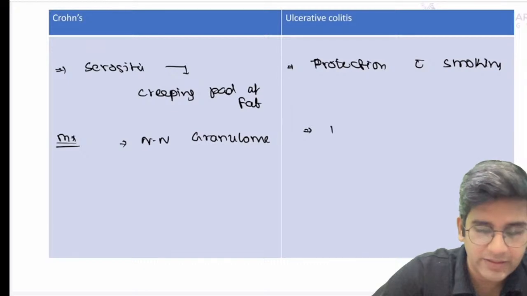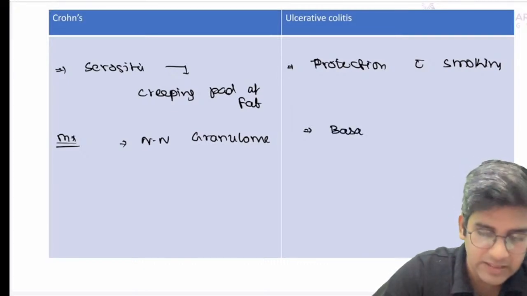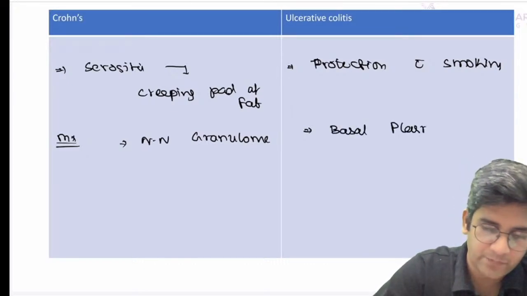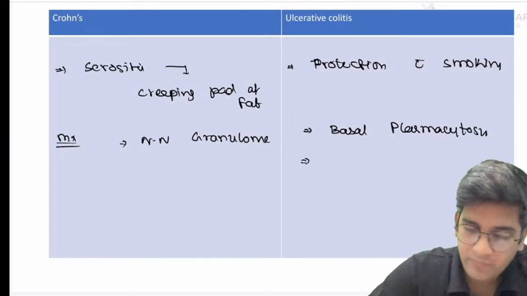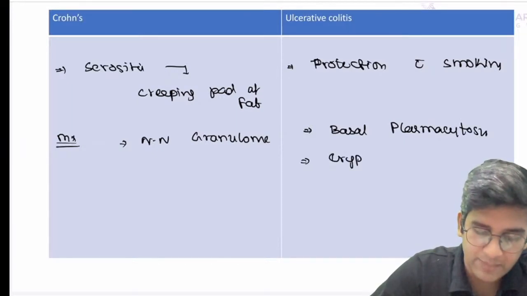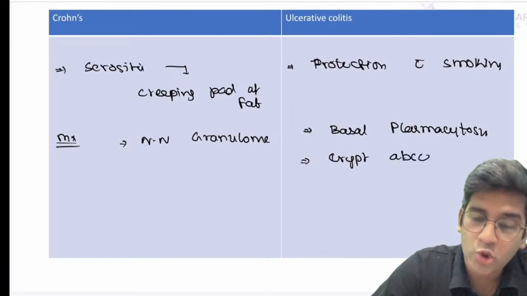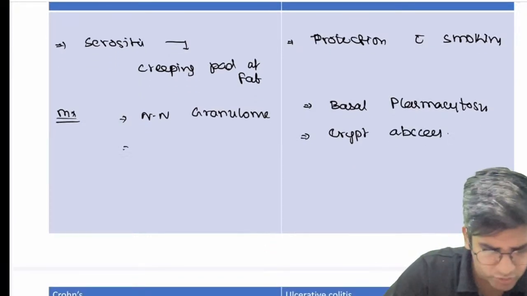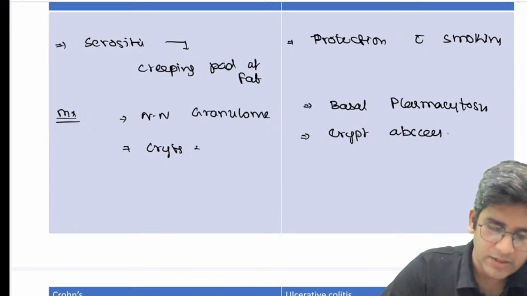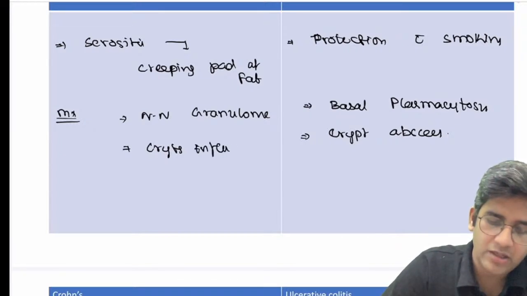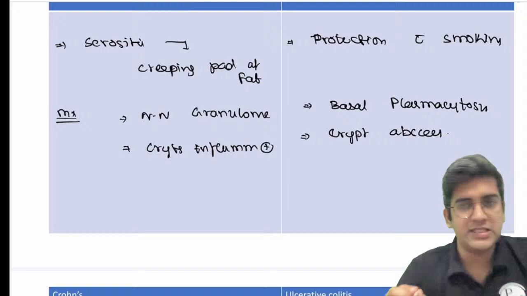Here primarily the classical finding is something called basal plasmacytosis. In addition to that, a very classical finding here is your cryptitis and crypt abscess. Though it's more commonly seen in ulcerative colitis, here also you can write cryptitis, crypt abscess is possible, but it's not very common as seen in case of ulcerative colitis, right?